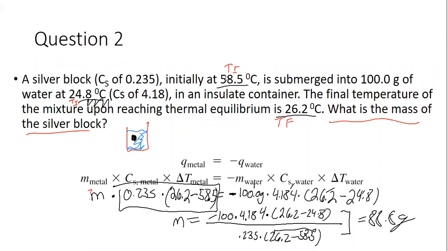All right. Any questions on solving this type of equation where we have specific heat capacity, but we're doing thermal exchange using our specific heat capacity and our equation for calculating thermal energy?